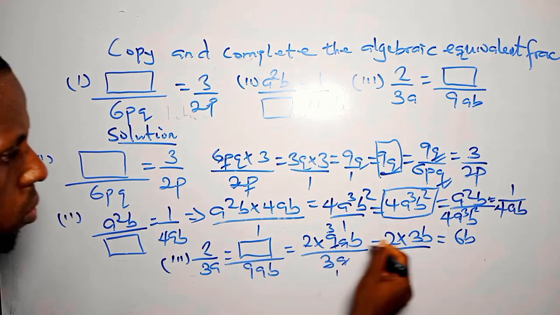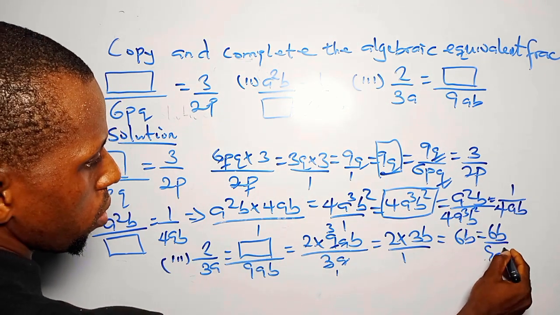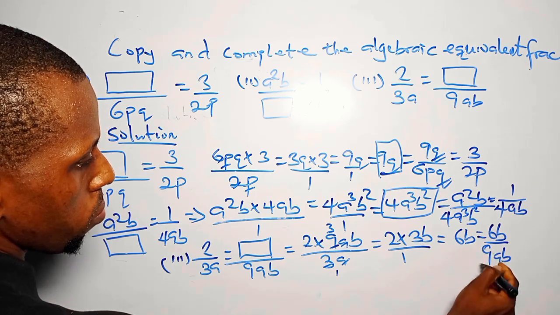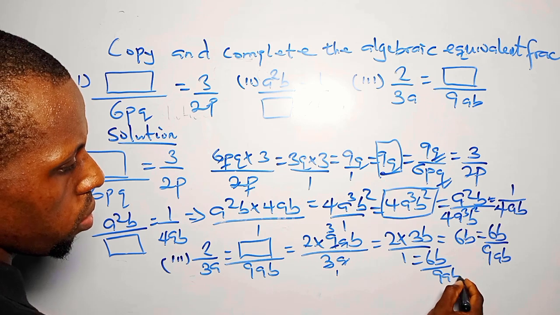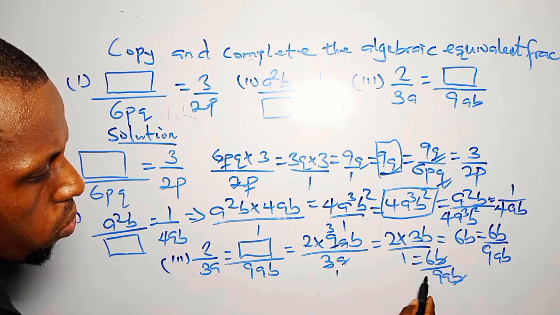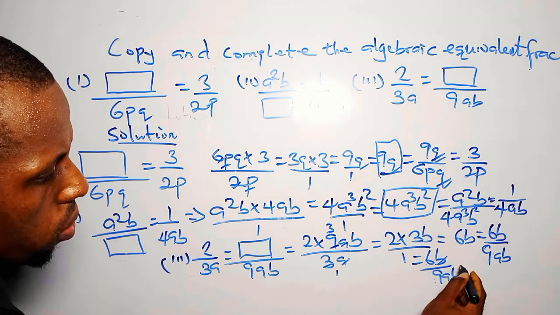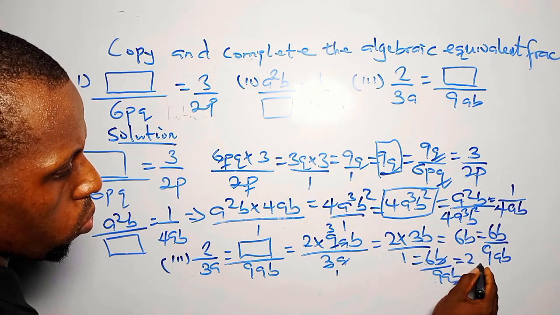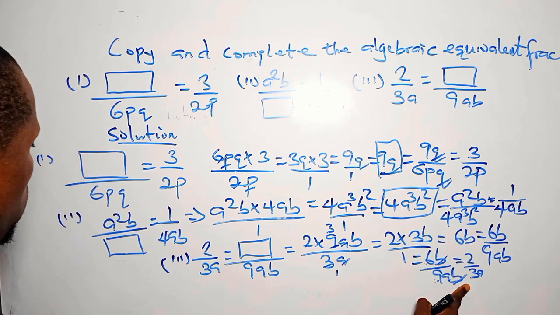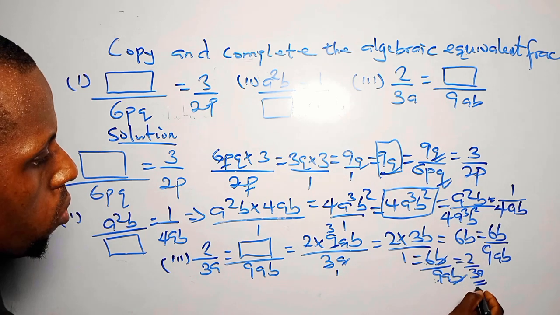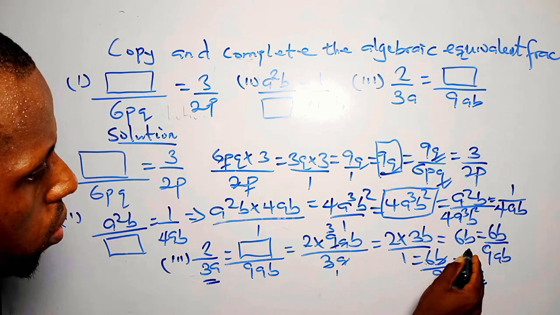So let us check that. We have 6b divided by 9ab. When we simplify 6b divided by 9ab, b cancels b. When we divide with a common factor, which is 3, 3 into 6 gives 2, and 3 into 9 gives 3, so we have a. So we have 2 divided by 3a, which is equivalent to this. So the best answer is 6b.